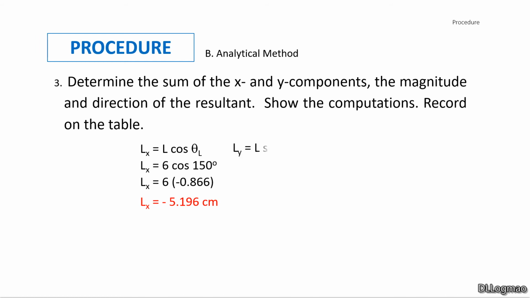The y component of the left vector is equal to the magnitude of the vector times sine of the angle of the vector from the positive x axis. Substitute the magnitude and direction. The sine of 150 degrees is 0.500. Thus, the y component of the left vector is 3.00 centimeters.